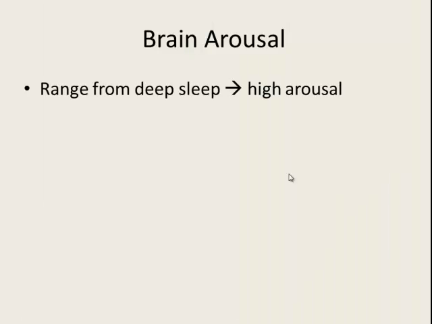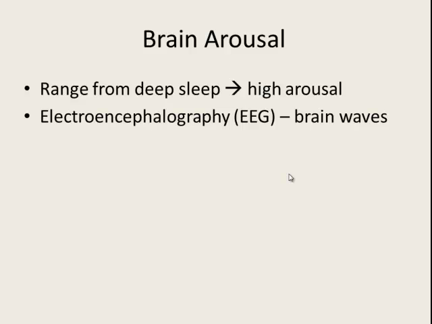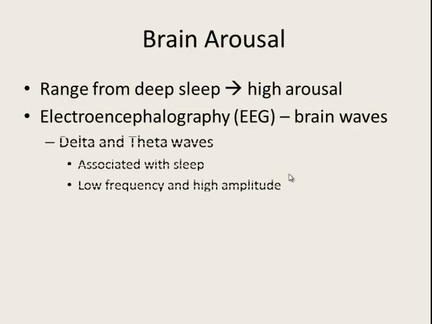So in terms of brain arousal, which regulates the physiological arousal back and forth, you can have a range from very deep sleep, where you have a lot of synchronized brainwave activity, to high arousal, which tends to have very high frequency, low amplitude brainwaves. How do we measure that? We can use electroencephalography, EEG, something else I have in my lab.